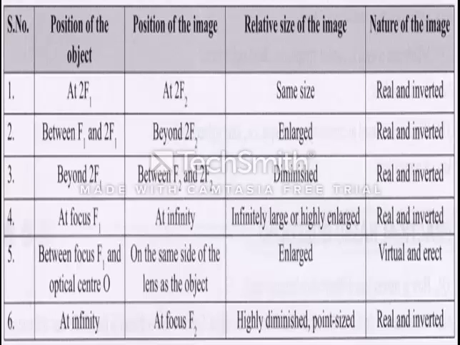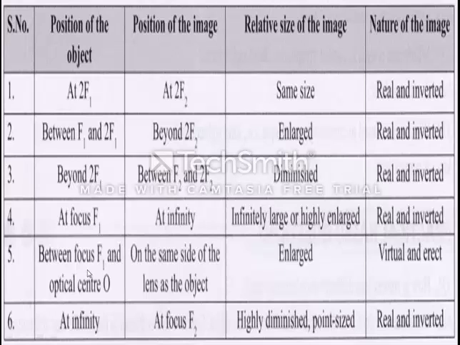Now, the image is infinitely large, or highly magnified, and the nature of the image is real and inverted. And when the object is between focus f1 and optical center O, then what is happening? The image is forming on the same side of the lens as the object, and the image is enlarged, or magnified, and the image is virtual and erect.